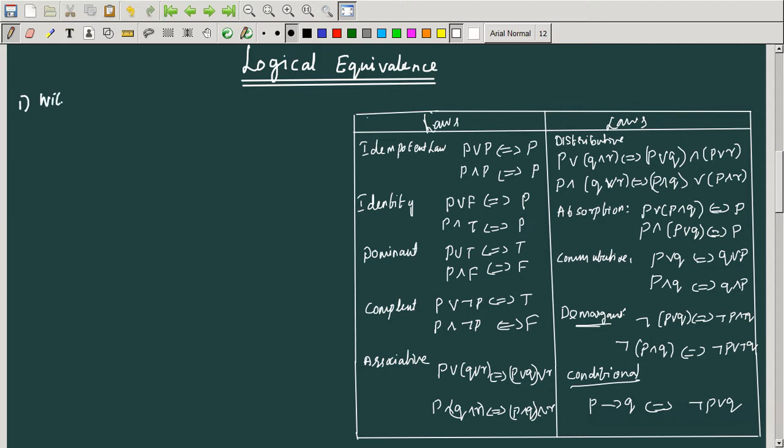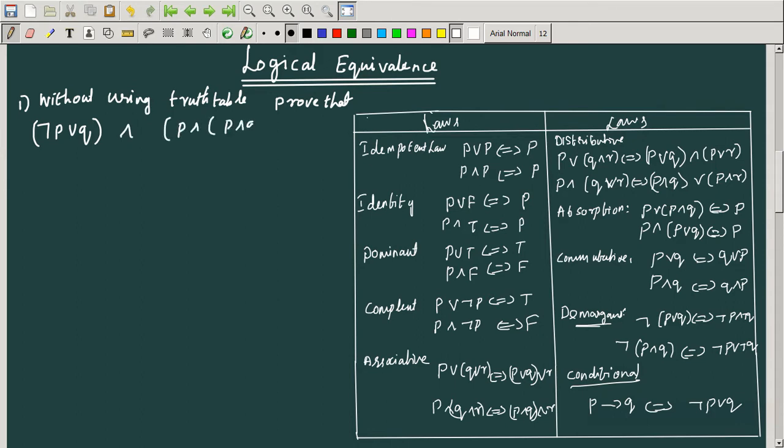Can we solve without using a truth table? Without using a truth table, prove that negation (P or Q) or (P and Q). What we need to prove is that this is equal to P and Q. So this proposition, finally we have to prove P and Q.